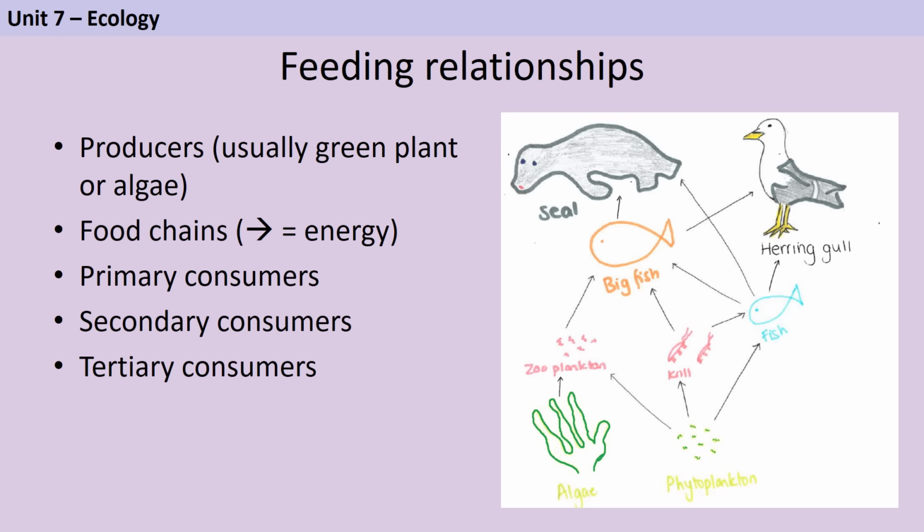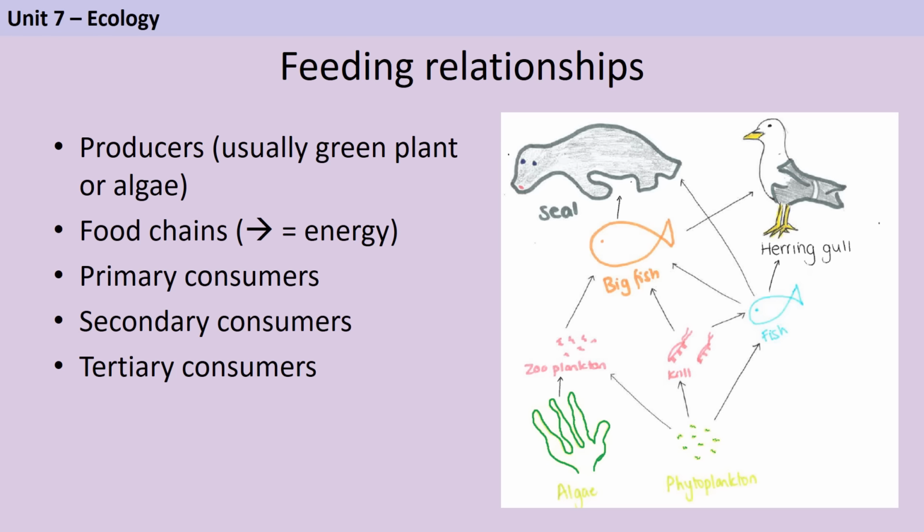Every food chain or food web starts with a producer, which is something that can make its own food. And for the purposes of GCSE, this is always going to be something that does photosynthesis, so a plant or an algae. So all of the energy in all of the food chains starts with the sun, and then plants use photosynthesis to lock that up in glucose.